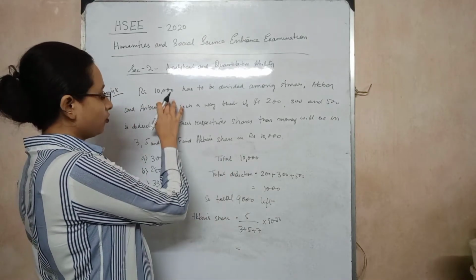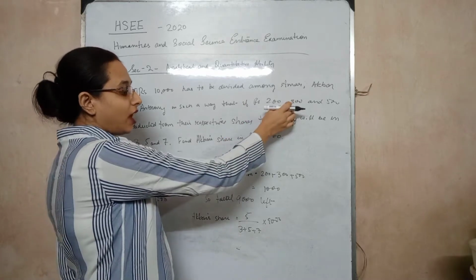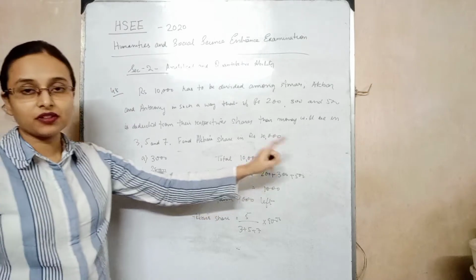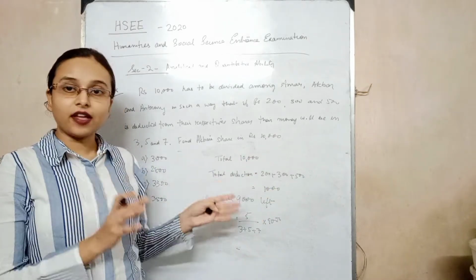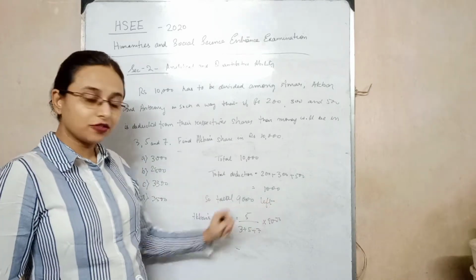Total is rupees 10,000. Now, the total deduction is rupees 200, 300 and 500. So the total deduction is 200 plus 300 plus 500, which is 1000. So the money left after deduction is 10,000 minus 1000, which is 9000. Total left is 9000 rupees.